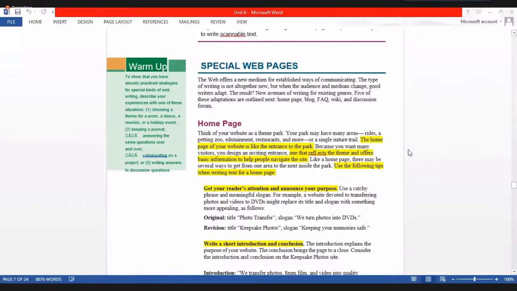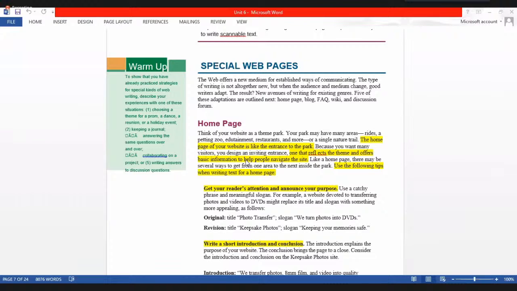The home page. So when you read the highlighted lines, things will be clear to you. The home page of your website is like the entrance to the park. Isn't it? Say, what is given? Very important sentence is given. The home page of your website is like the entrance to the park. Isn't it? So if the entrance is good, only then will the people go to the park.